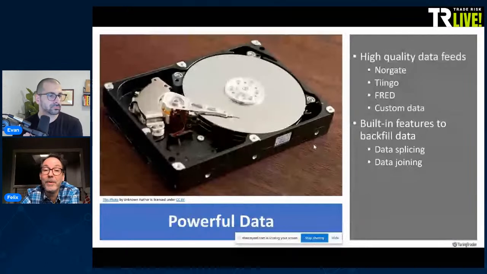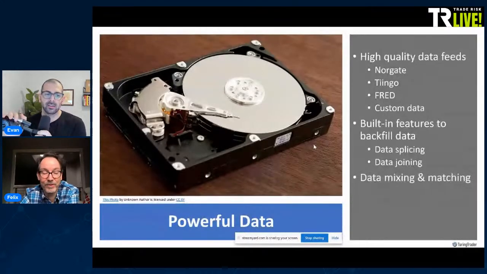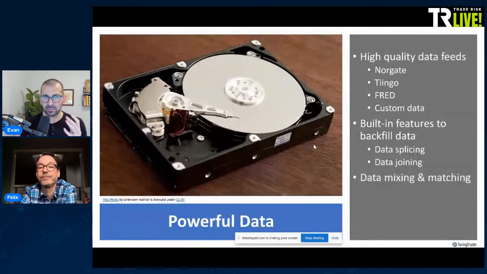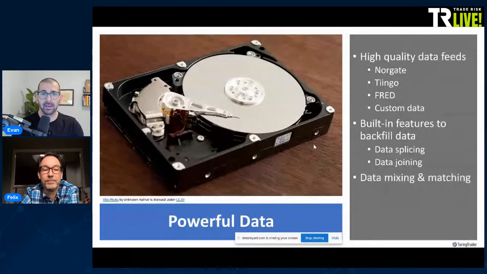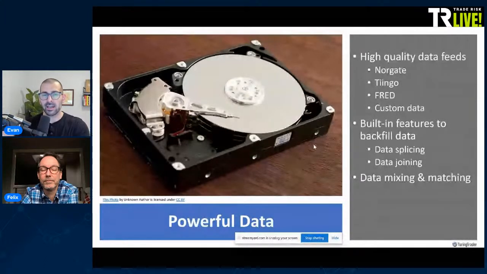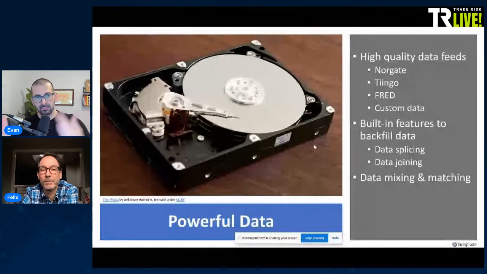So, Felix, when you mention the splicing and joining feature, how it's built in, if we're working with bonds, for instance, you're defining that in TuringTrader, right? Let's say you want to use the TLT, but then you can have a backup mutual fund that's going to sit behind it, essentially the earlier data set. So is that how it works in TuringTrader, you plug in multiple data sources for one asset?